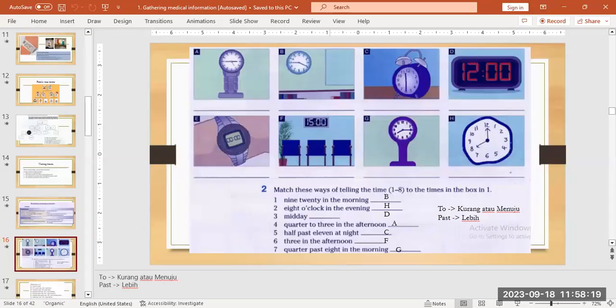Okay, number 20. What's the time for A? Quarter to 3 in the afternoon. What time is it? In the morning. 3:45 in the morning.